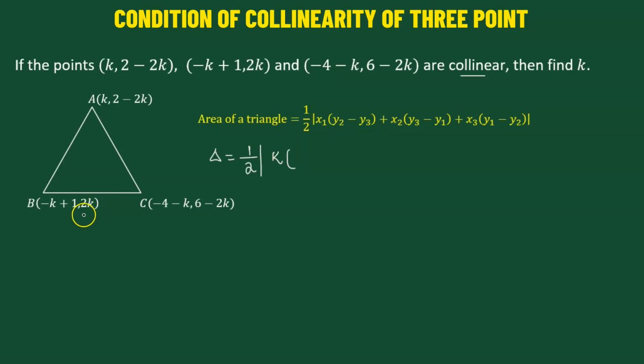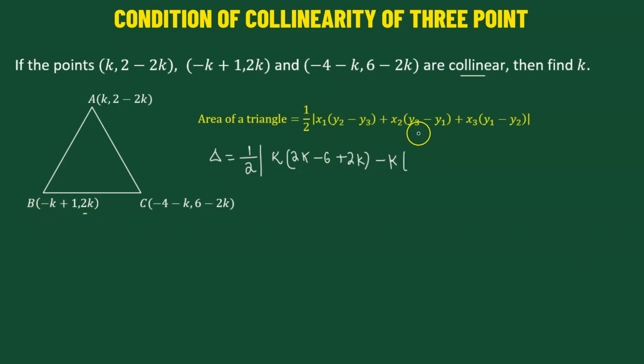y2 we will consider to be the y coordinate of B, so that's 2k. From here we subtract the y coordinate of point C, which is y3, so we subtract 6 minus 2k. That means we get minus 6 plus 2k. Added to it will be x2. So what is x2 here? x2 corresponds to the x coordinate of B, that's negative k.